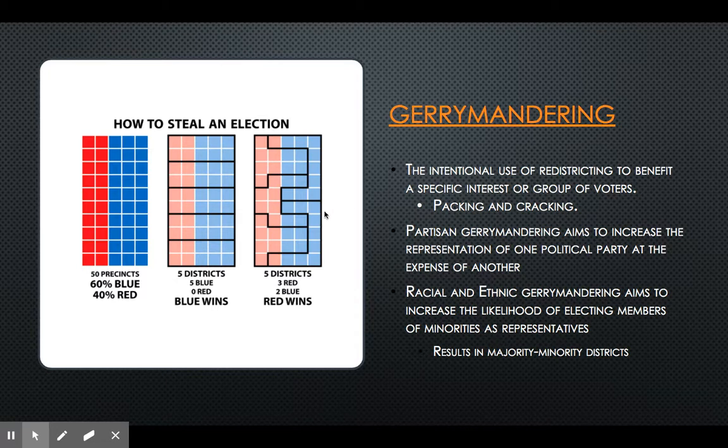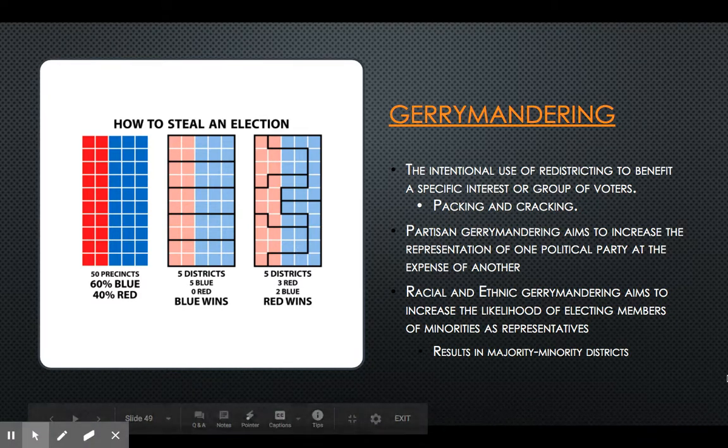Okay, so for example, this is a little bit of both, because you can see how this would be packing. You're packing all of those opposition voters into a couple of districts. And then cracking would be making them the smaller proportion of a district, okay? So in this case, red is going to win that election because they're going to hold more districts, okay? So this is a good example of packing and cracking here.